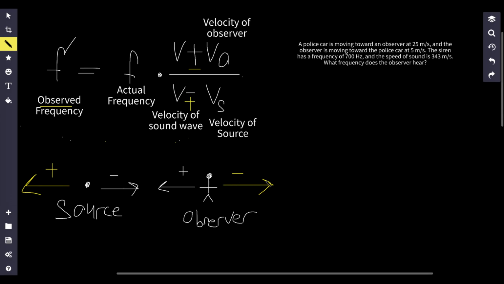Meanwhile, if the observer and source are moving away from each other, you would use these bottom symbols. The yellow matches with the yellow. So the observer is going to get this negative sign, and the source is going to get this positive sign. Of course, you can mix and match these scenarios.